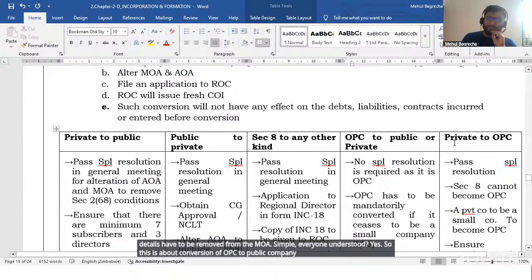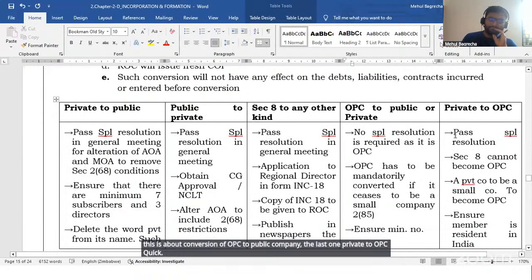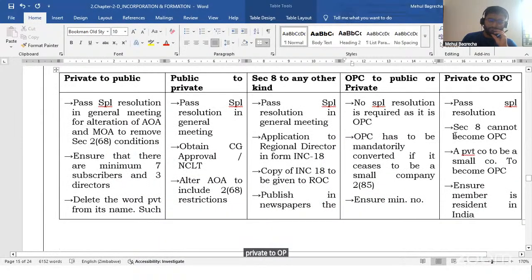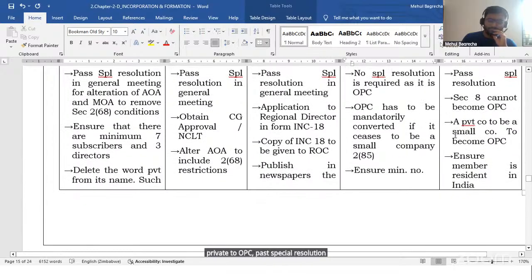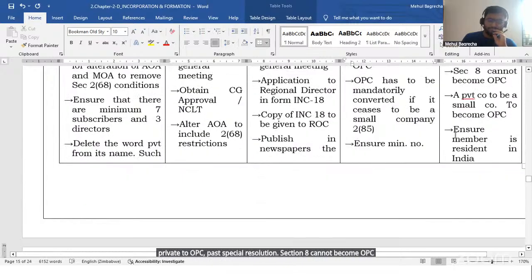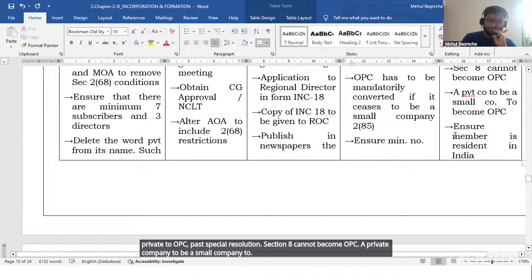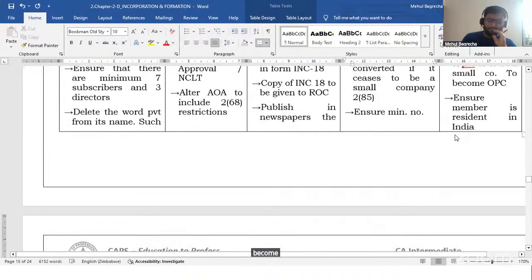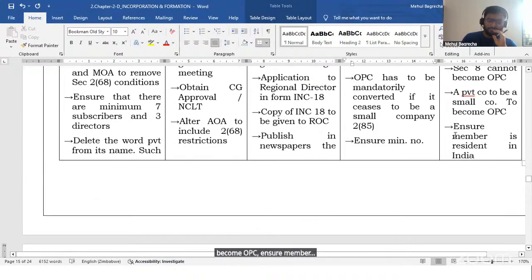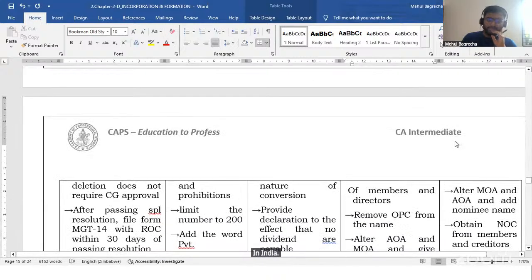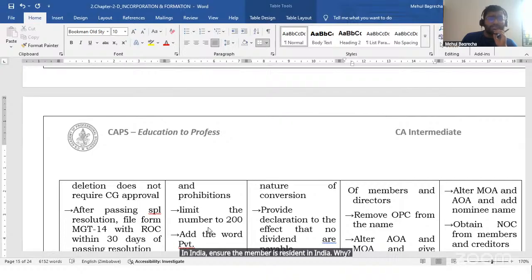The last one, private to OPC, quick. Private to OPC, pass special resolution. Section 8 cannot become OPC. A private company has to be a small company to become OPC. Ensure the member is resident in India. Why should the member be a resident in India?